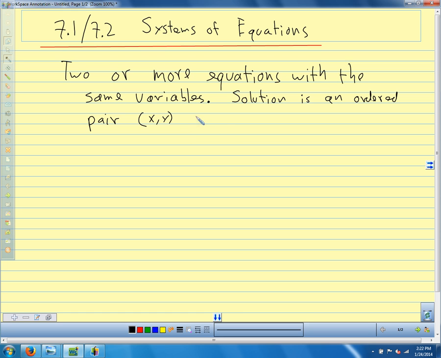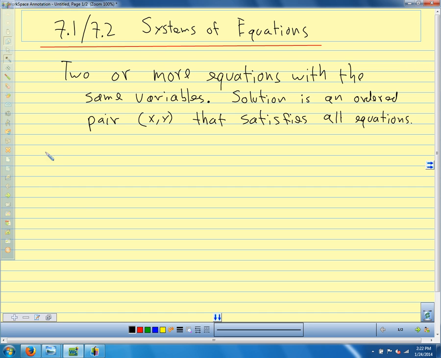So we're going to say x, y, and we're going to say that satisfies both equations. And I said two or more, so we're going to say satisfies all equations. So I said both because today we're just going to be talking about sets of two equations. So when we have a system of equations, we have to get a set of solutions that's going to satisfy all the equations. It's going to make them all true at the same time.